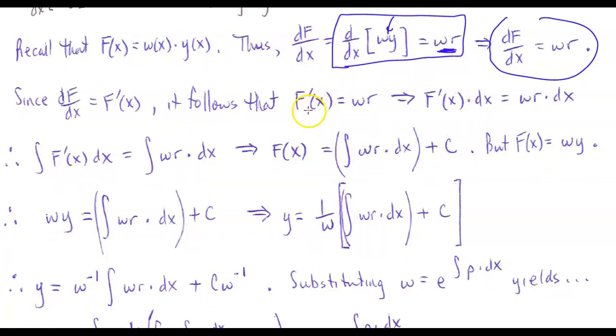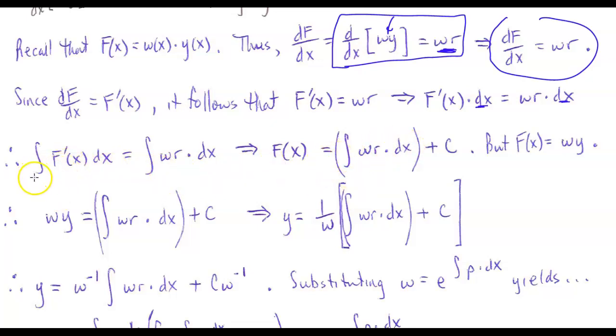So I'm saying that big F prime of x is equal to wr. And of course, I do the whole formal thing of multiplying both sides by dx. I don't necessarily have to do it this way, but this is the more formal way of doing it. I'll work it out for you in a more informal way so that you can follow along as well. But once we're at this point, we can integrate both sides by using an indefinite integral.